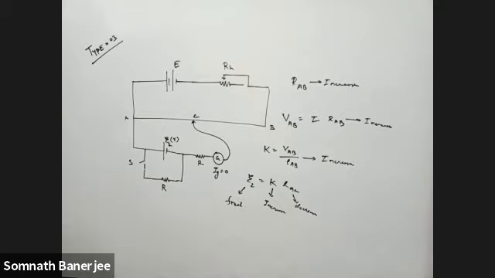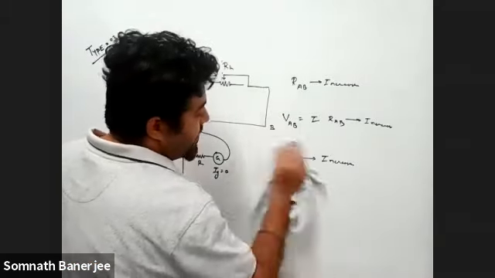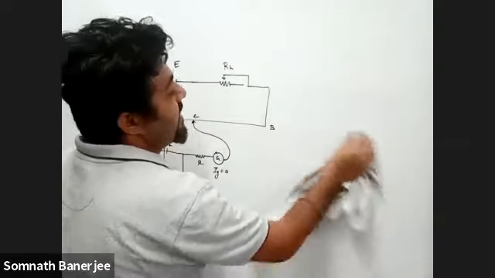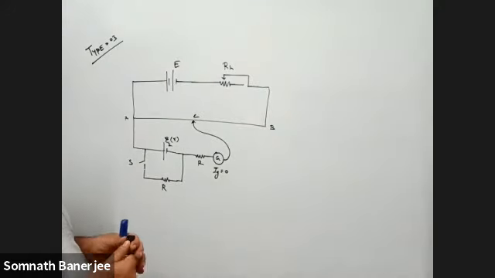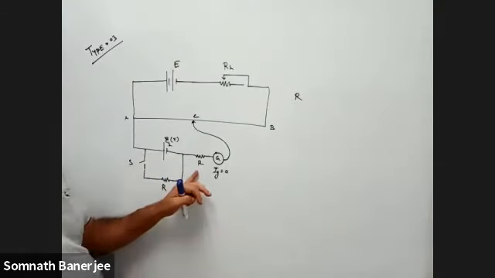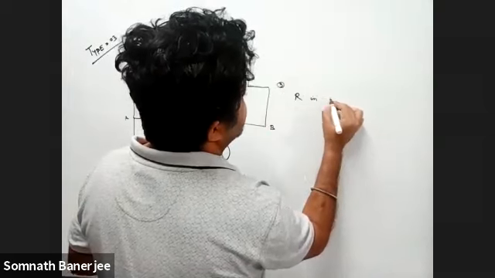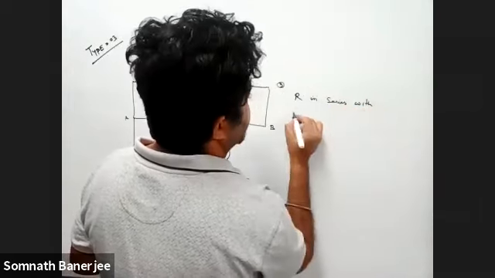The third one is very, very important. Sometimes they give this type of question also. The third one: they ask you about the external resistance R, which is connected in series with the secondary cell.